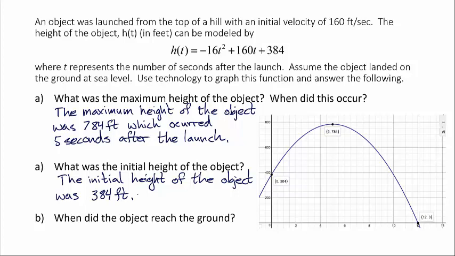Now, when did the object hit the ground? Well, if it was launched over here at the y-intercept, it's going to go up and come back down, and it's going to hit the ground when it's at 0 feet, right? When the output is 0. So that's at the x-intercept, and it's asking when did the object reach the ground? So I would say the object reached the ground in 12 seconds.